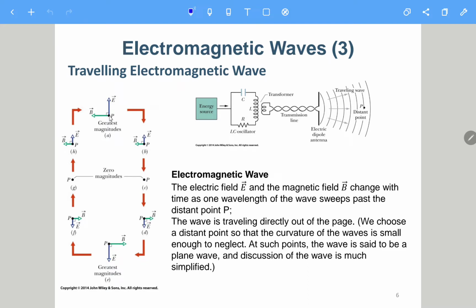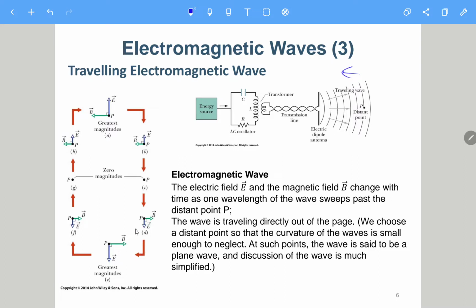So suppose this is the point P, and you are just looking to this side, the left side or the right side, it doesn't really matter. If you are looking to the left side, which means you're looking at the antenna, then at the first moment the E field is pointing upward and the B field is pointing to the left side. Sometime later, you can see the E field pointing upward and the B field pointing to the left side. So the direction is the same, but the amplitude is reduced proportionally. So these two triangles are similar triangles. And then sometime later, the E field and B field reduce to zero. And then sometime later it becomes the E field pointing downward, and the B field pointing to the right side.